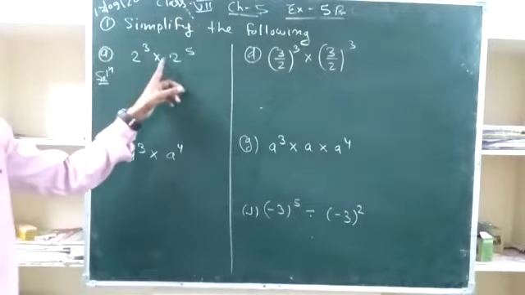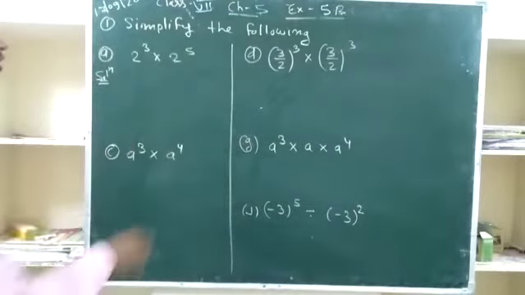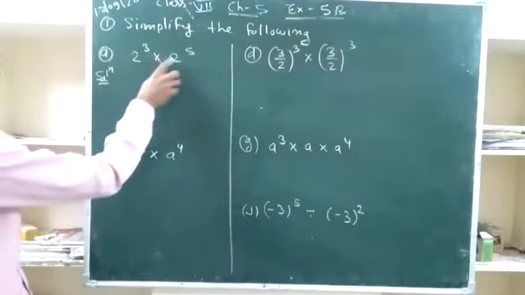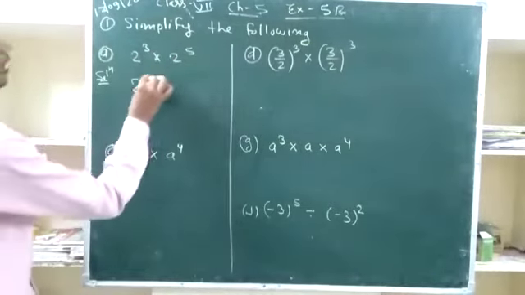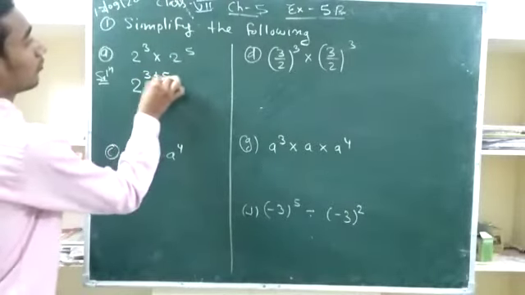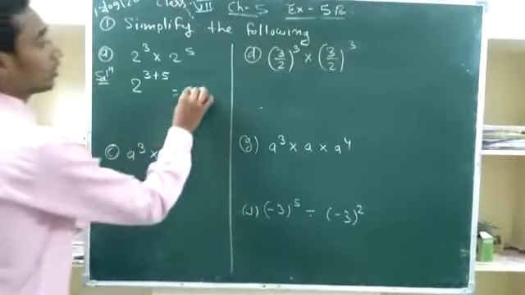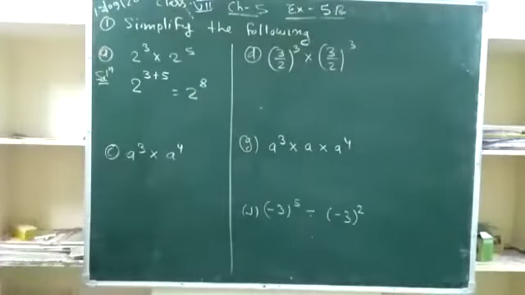2 raised to 3 multiplied by 2 raised to 5. Here you can see that the base is same, 2 and 2. So what we will do? First write the base 2 and add the power. 3 plus 5 equals 8. 2 raised to 8. That is the answer.